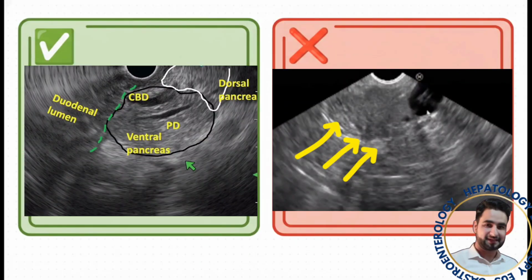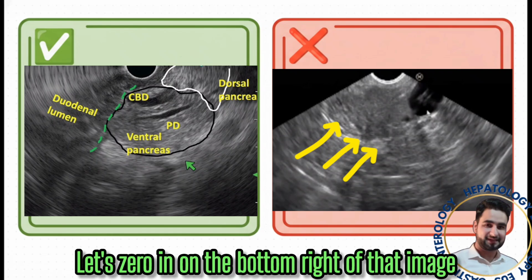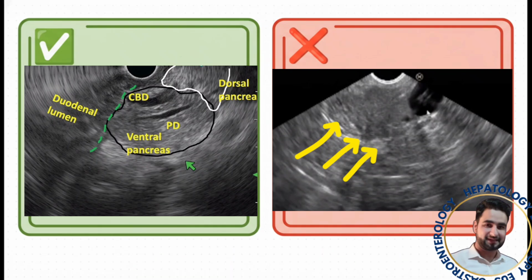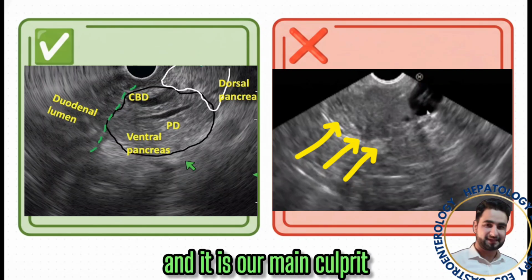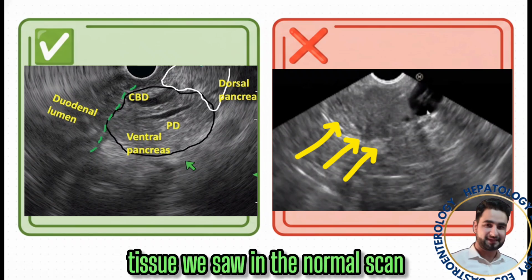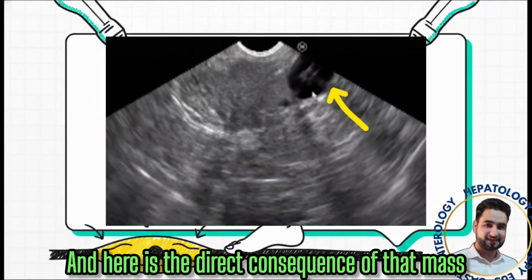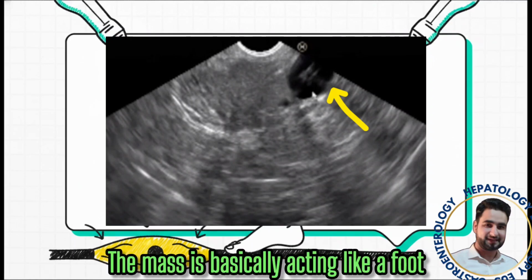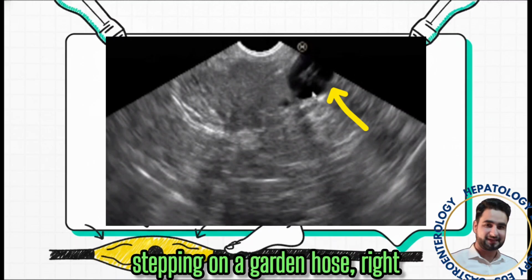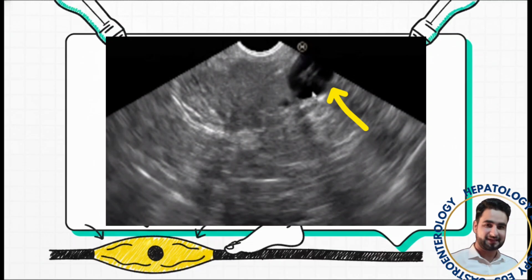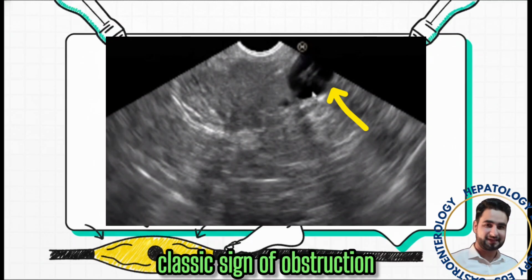Okay, you got it? Let's zero in on the bottom right of that image. You see that dark, kind of messy, irregularly shaped area? That, my friends, is a hypoechoic mass, and it is our main culprit. It's just a night and day difference from the nice, uniform tissue we saw in the normal scan. And here is the direct consequence of that mass. Just look at the common bile duct. It is huge. The mass is basically acting like a foot stepping on a garden hose, right? It's causing this massive backup of bile, and everything upstream gets dilated. This is just a classic sign of obstruction.